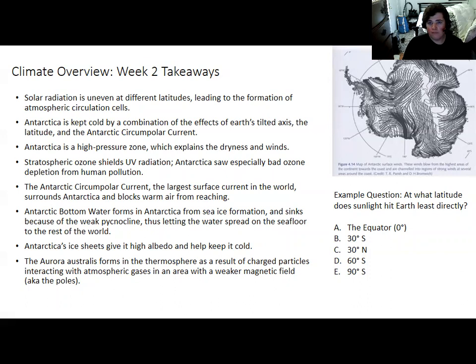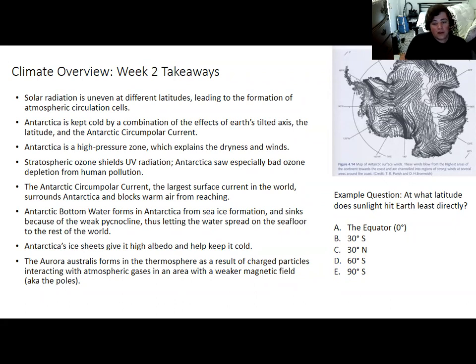It is going to be E, because E is the South Pole. E is as far as you can get away from the equator. And at the North and South Pole, that's where the sunlight is hitting the Earth least directly.